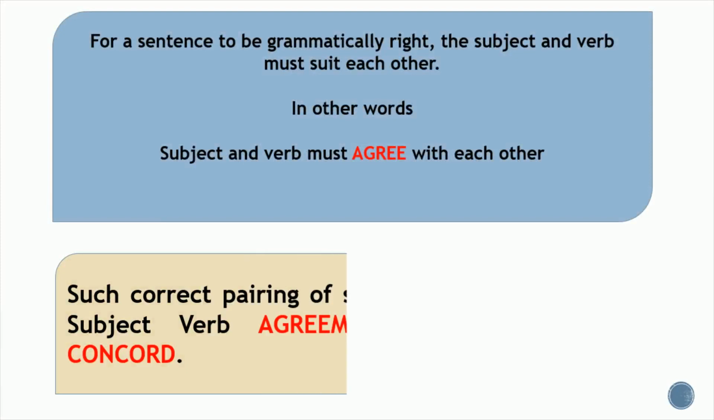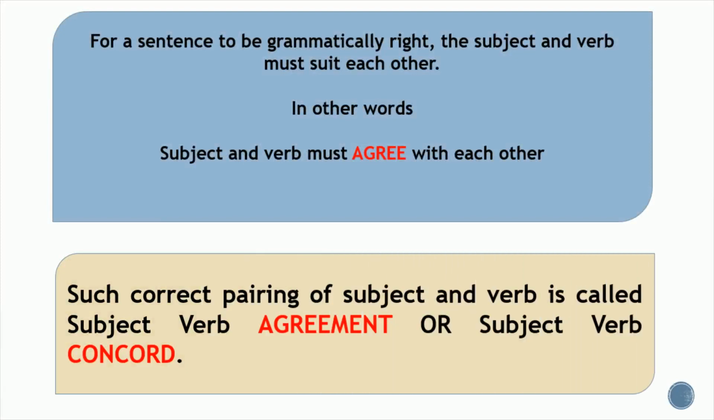For a sentence to be grammatically right, the subject and the verb must suit each other. In other words, the subject and the verb must agree with each other. Such correct pairing of subject and verb is called the Subject Verb Agreement or the Subject Verb Concord.